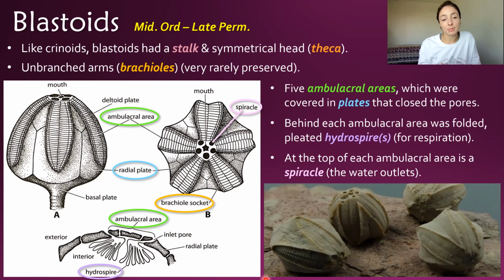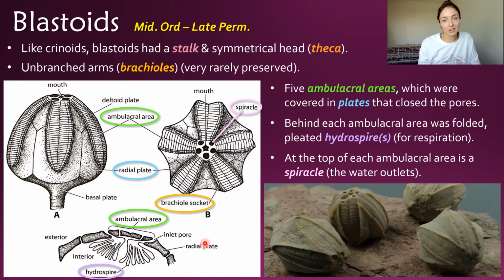Similar to crinoids, as mentioned earlier, they can have stalks and therefore be attached to the bottom sediment in the ocean, and they also have a symmetrical head, or what's called a theca. However, unlike crinoids, as we'll see later, they have unbranched arms, which are called brachioles, and their arms are very rarely preserved. So you don't actually see those in, for example, this picture to the bottom right, or even in the morphological figure, because their arms are so rarely preserved that they just don't show it, because it's hardly ever something we get to use to identify these things.